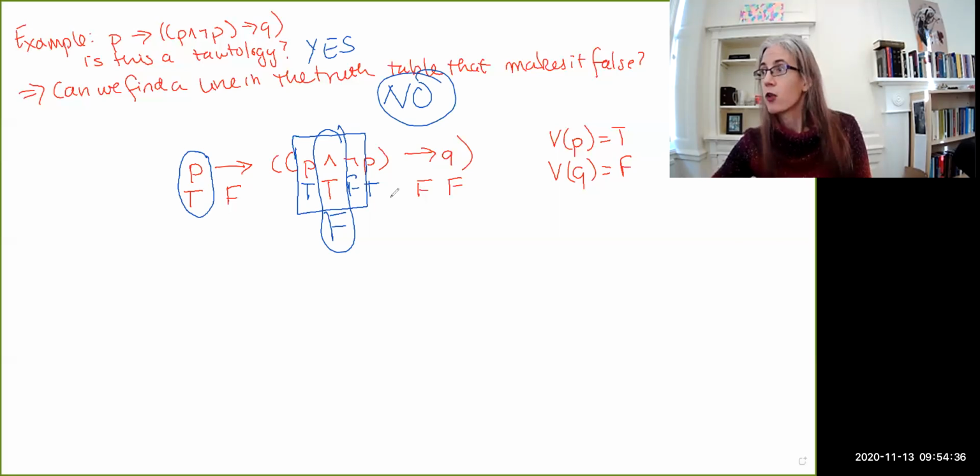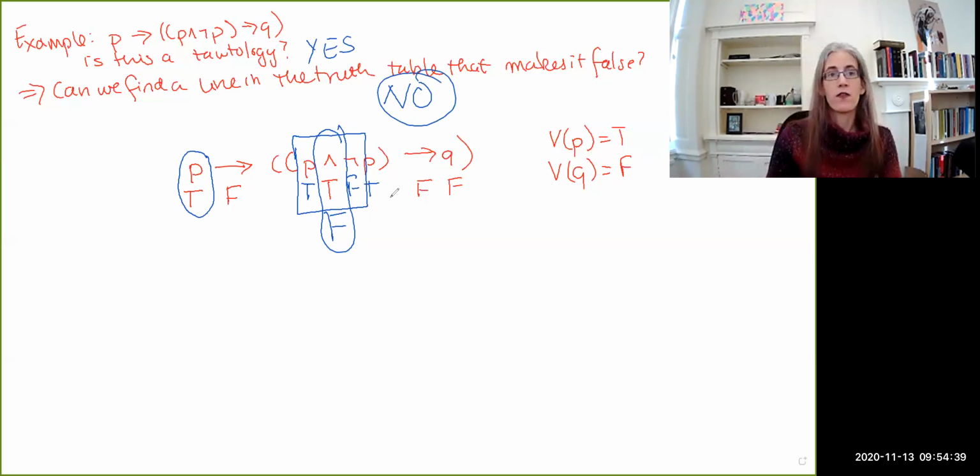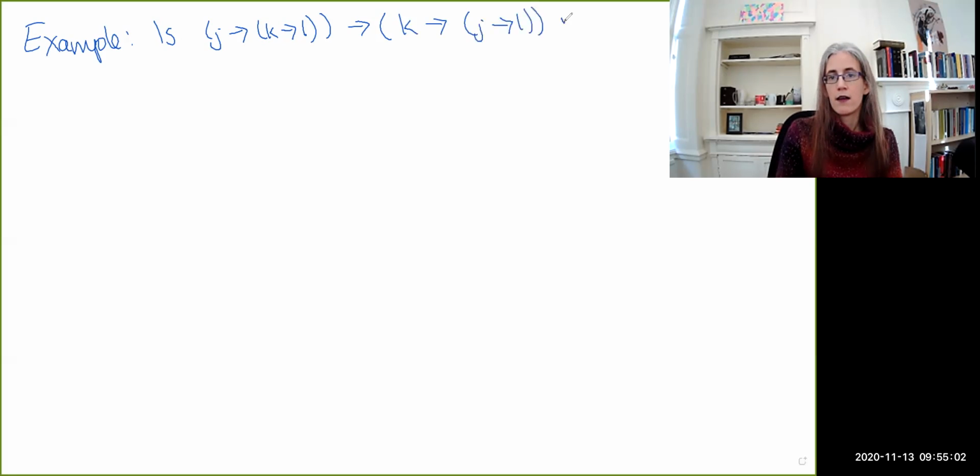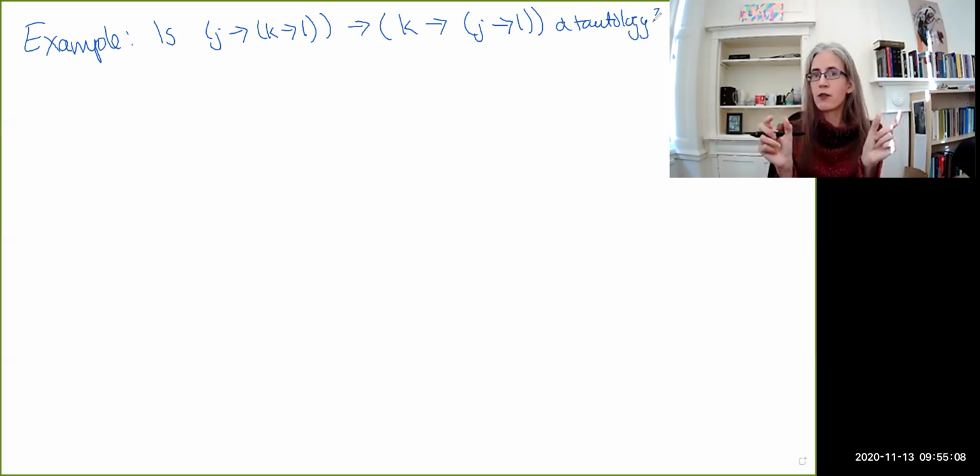Let me just check my other monitor, and here's another one that we will do. So I will clear the board. So another example is: if J, then if K, then L, then if K, then J, then L. Is it a tautology? So it's a string of implications, but what I've done is I've just kind of rearranged the order of the antecedents. Is this truth preserving? Is this valid?